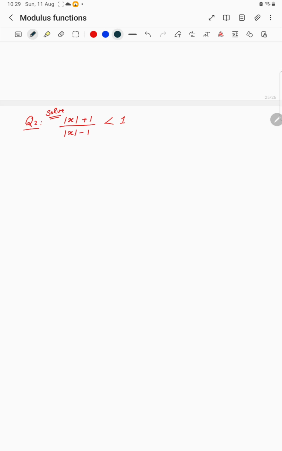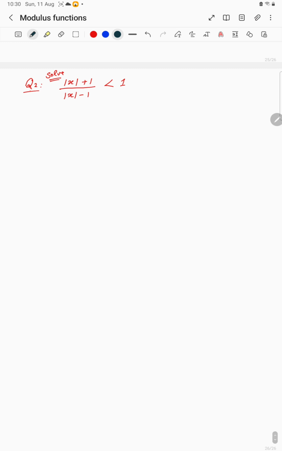Yes guys, in this question we have to solve the inequality modulus of x plus 1 divided by modulus of x minus 1 less than 1. Here you can see, whatever values of x you replace here, it can be positive or negative. Because if you take x as 0.5, then the denominator becomes negative, and even x minus 0.5 becomes negative.